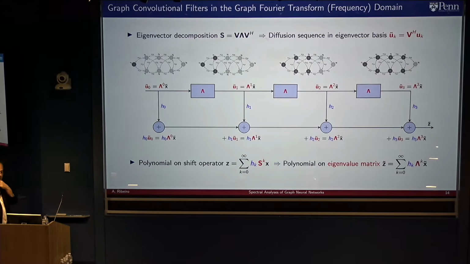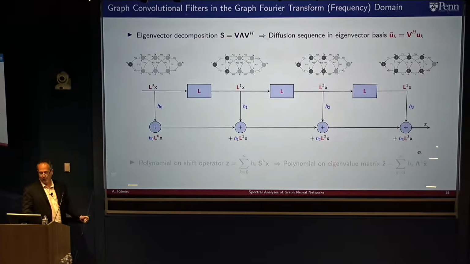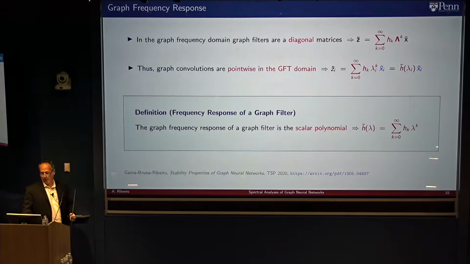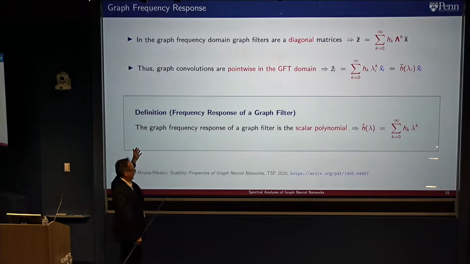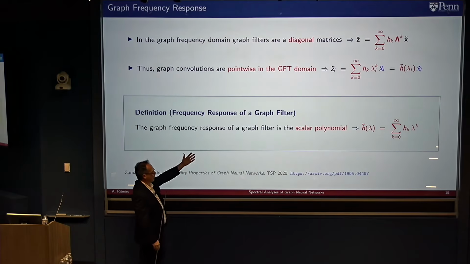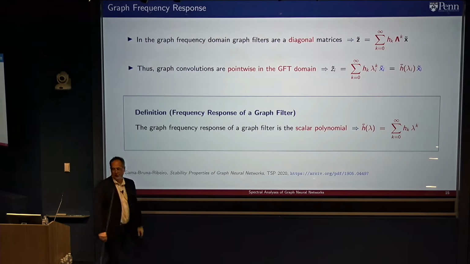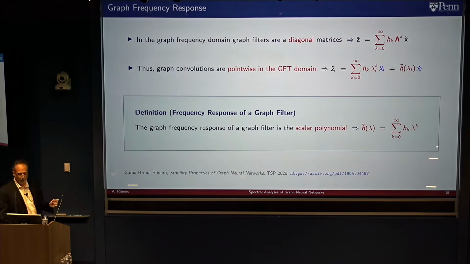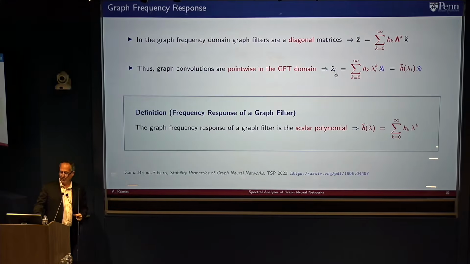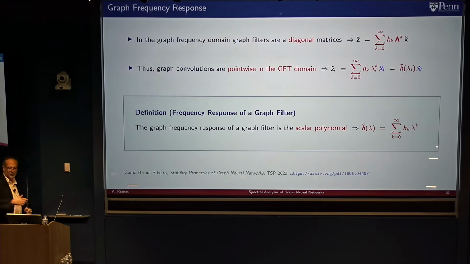And why is that relevant? Well, that is relevant because this eigenvalue matrix is diagonal. So you have transformed this complicated operation into a very simple one, which allows me to define this quantity, which is the frequency response of a graph filter, which is the same polynomial, but with a scalar variable. Okay? And why do we define that? Well, because this relationship is pointwise, which means that the ith component of c tilde is given by h of lambda i acting on x i tilde, the ith component of the input. Good.